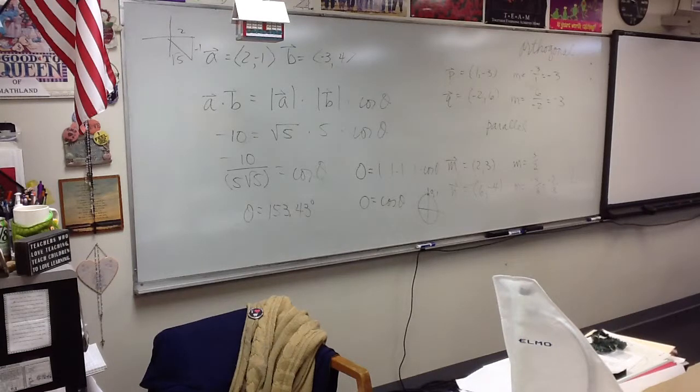Perpendicular and orthogonal are the same thing. If the dot product is 0, they are orthogonal. If the slopes are opposite reciprocals, they're orthogonal.